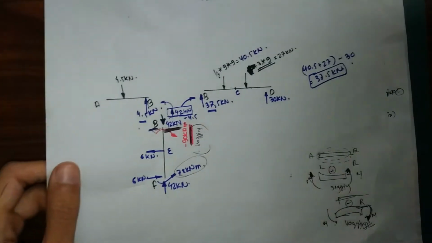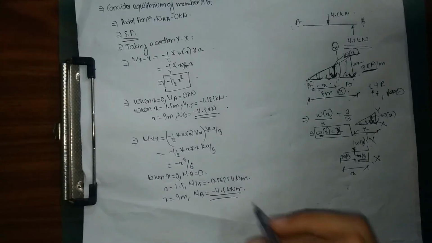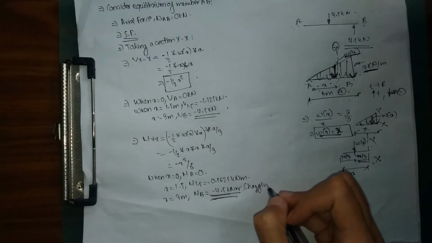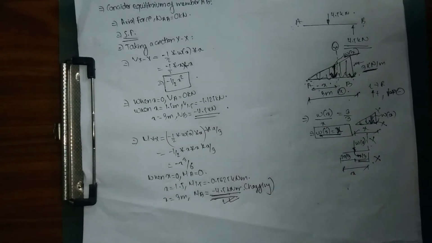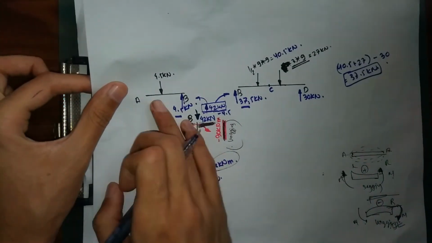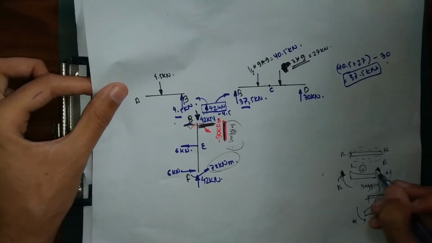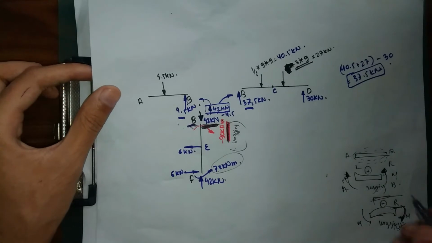So next, now I need to look at member AB. I have got hogging bending moment as well, which means minus 4.5. As you can see, if this is my member AB, minus 4.5 means I'm going to show my direction in this way.